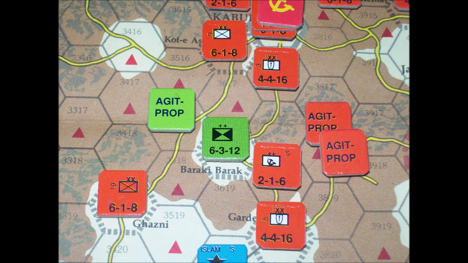The control for the resistance is going to be determined by the fact that it is a town or a population center or a city, and does it have a communist control marker in it? If it doesn't, then it's controlled by the resistance. If there is a terror marker in it or a communist control marker, then the communists would control it. And it really doesn't matter who occupies the hex. It has to do with whether there is a communist control marker or a terror marker or not.